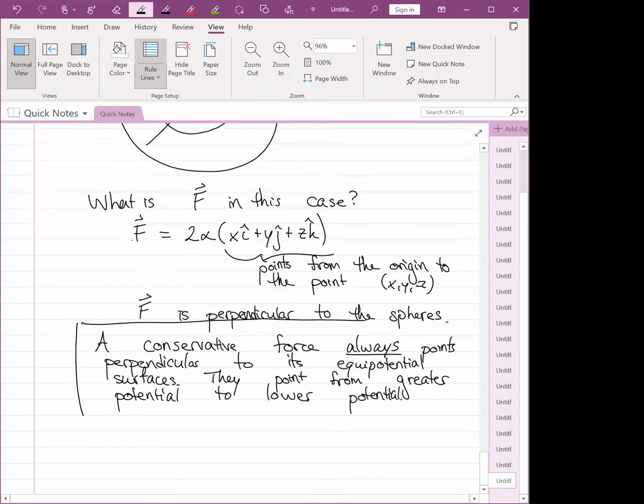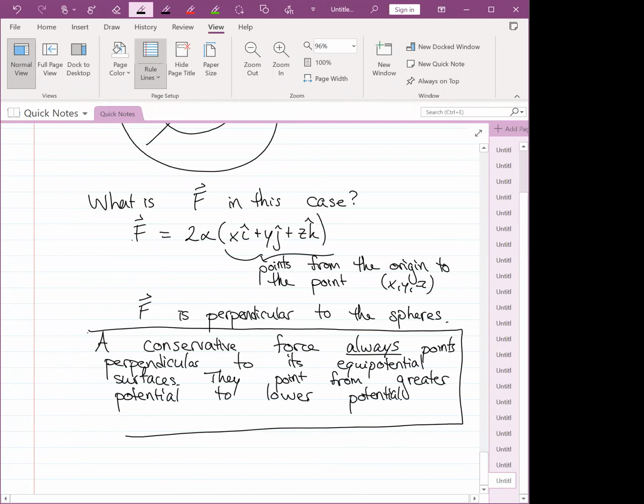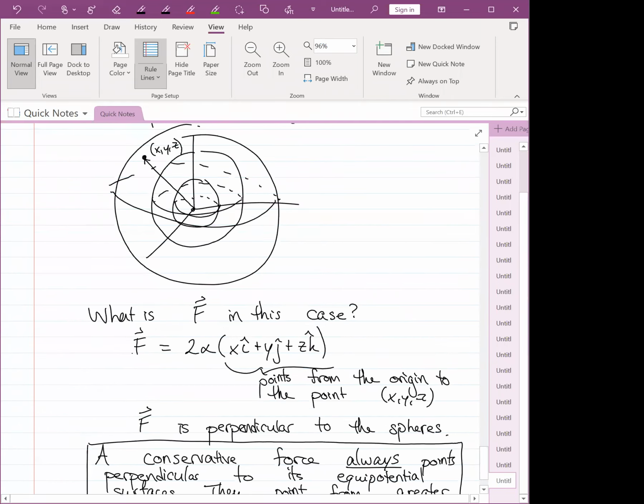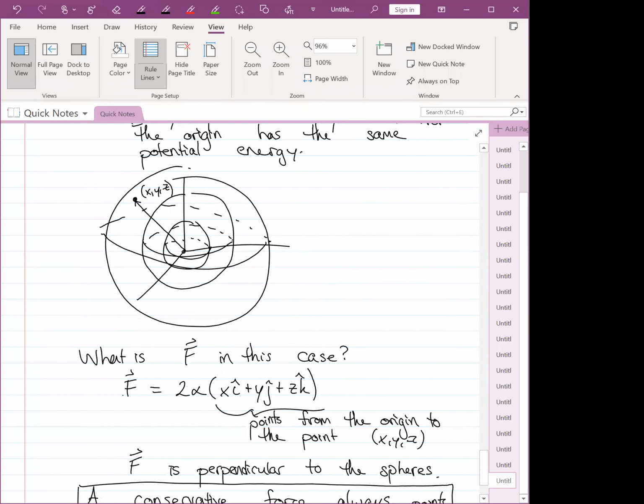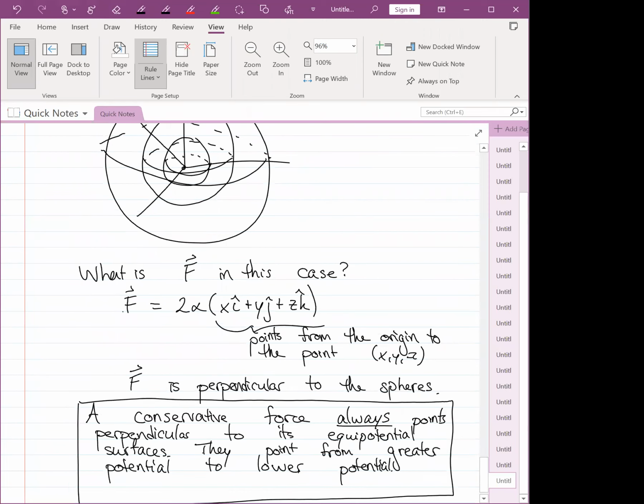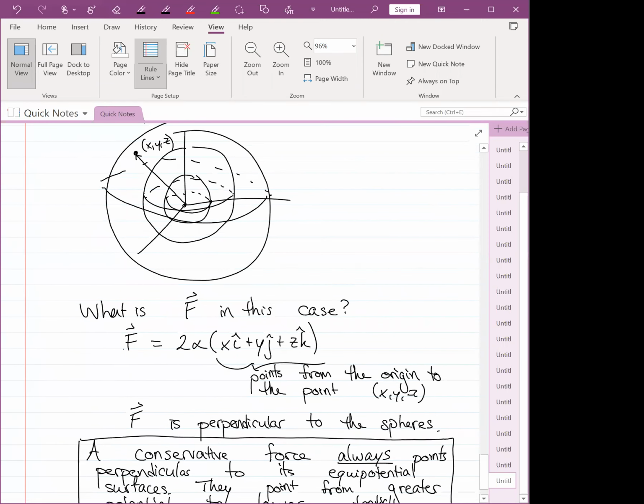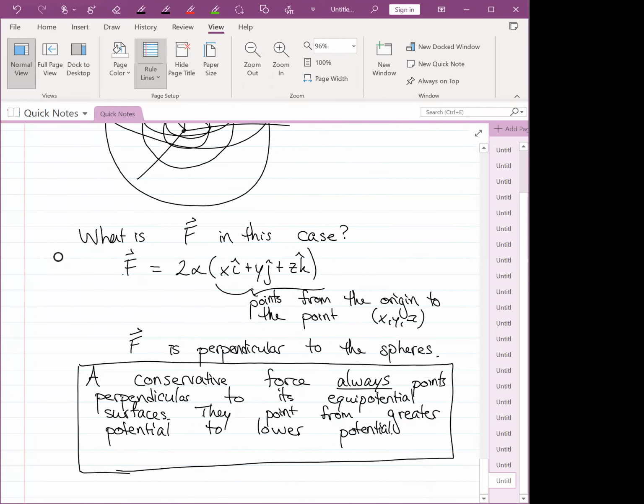So this is just generally true, and we can see this in this example. We see that the force points directly along the line to the point, and that would by definition be perpendicular to the surface, or perpendicular to the sphere. And then we can also see that the direction it points in is away from the origin.